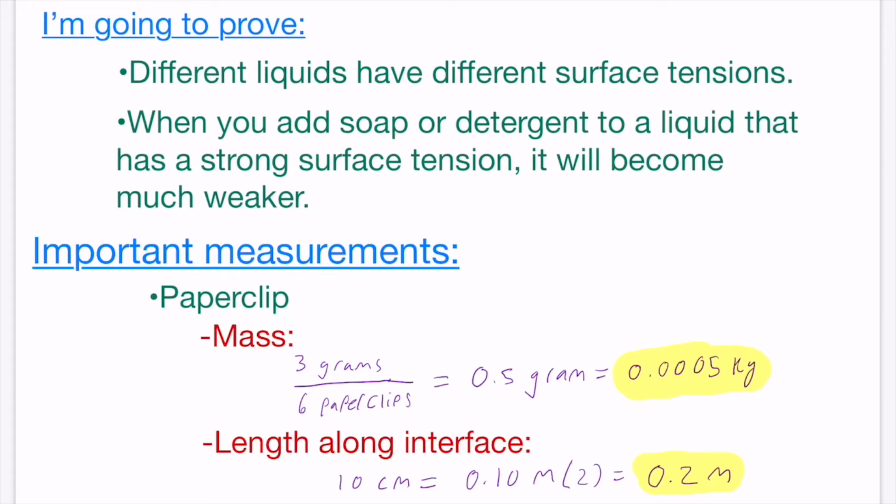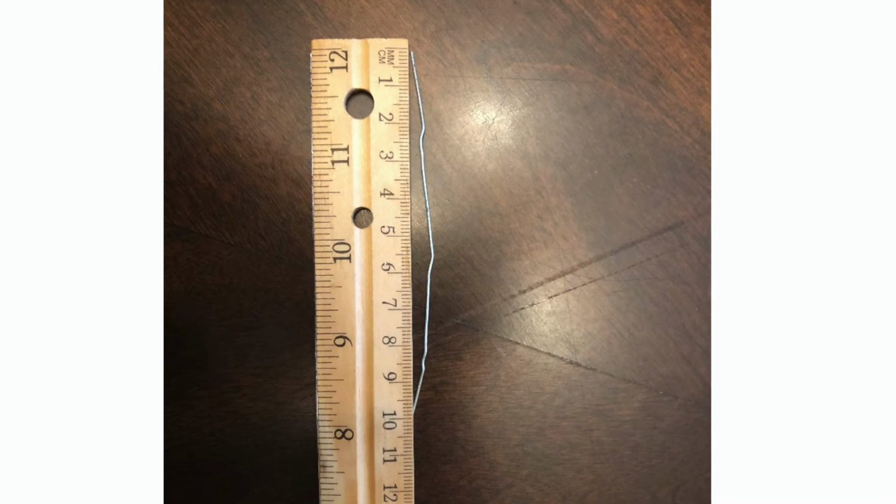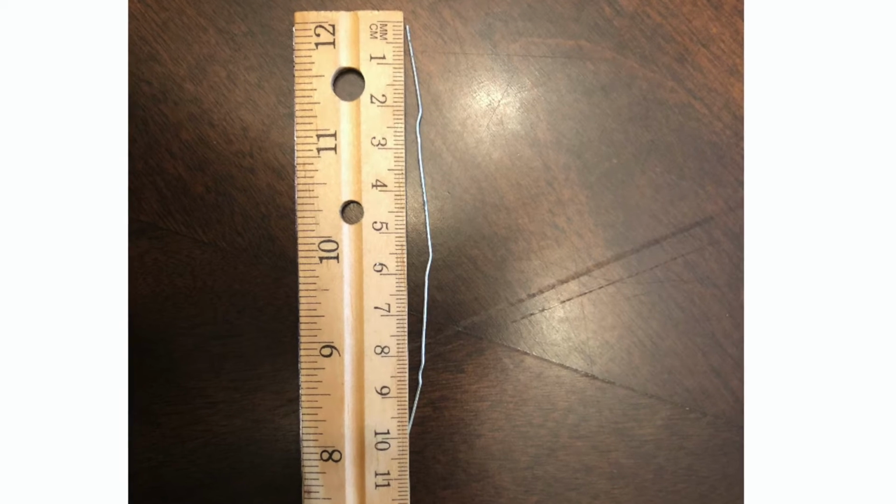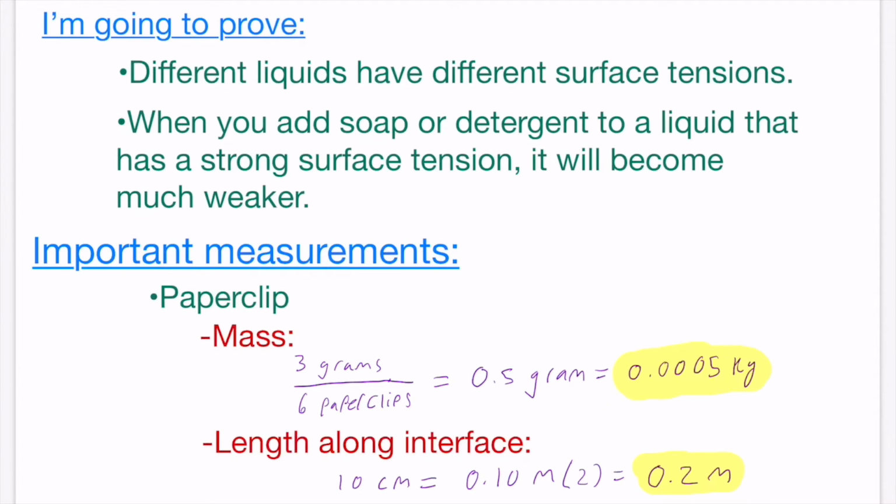For the length along the interface, I straightened out the paperclip, measured it out to be 10 centimeters, and multiplied that value by 2 due to the fact that your force on the surface tension will be on both sides of the paperclip. This came out to be about 0.2 meters.